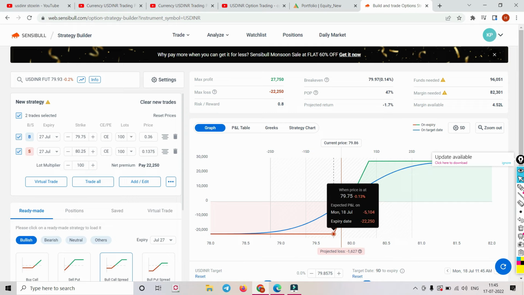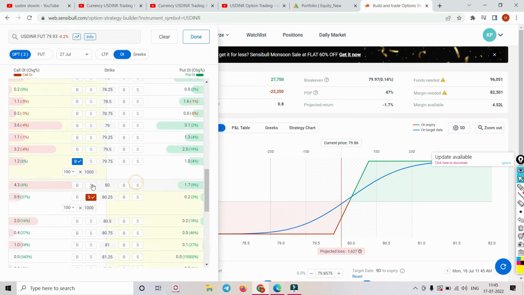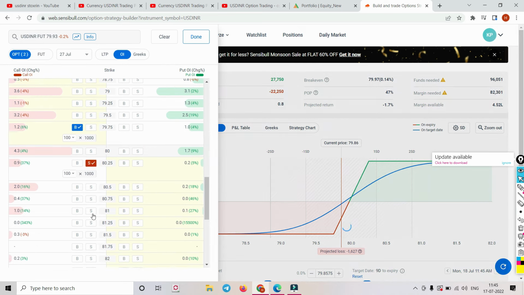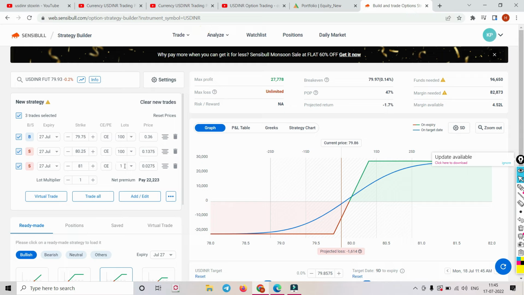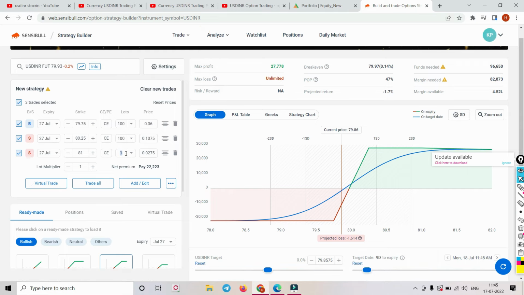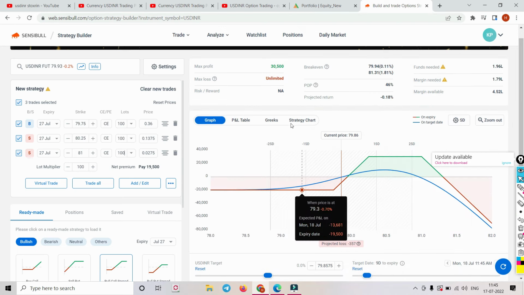See, rather than going for this strategy, I'll go for a ratio spread. See, I have a loss of 22,250, right? We should not be going for a ratio spread on the call side, but still I'll show you one example. Rather than going this way, I'll sell this thing. I'll increase the quantity to 100. This is typically my ratio spread. If I do this, you're able to mitigate your loss to 19,000.